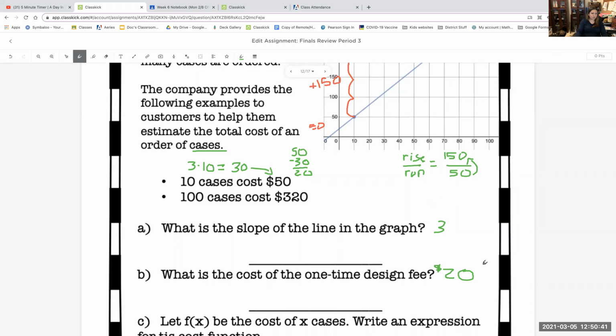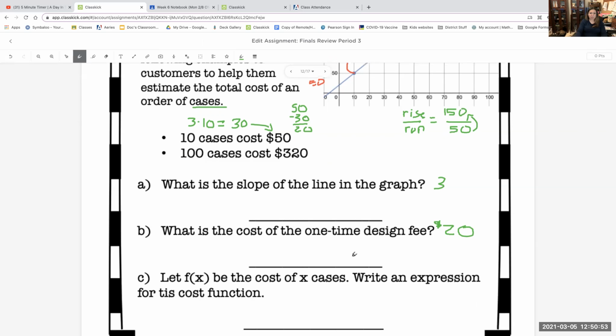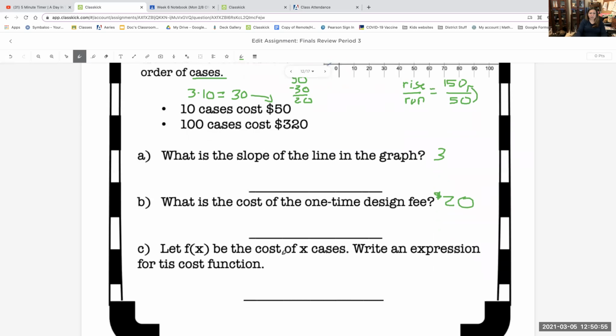So again, super mean. I so apologize. This was not supposed to have gone by 50s. It was supposed to have gone by 10s, and I just didn't pay attention, and I apologize. So then what should this be? It should be y equals 3x plus 20. That's what it should be.